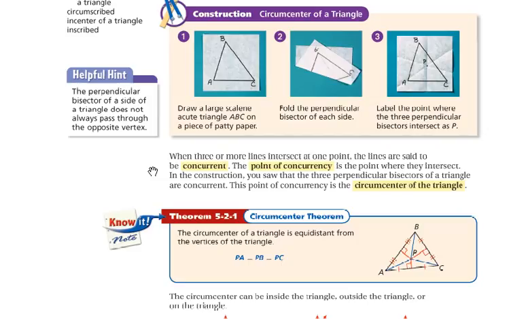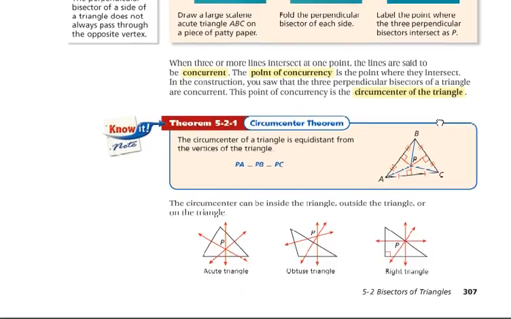First of all, when three or more lines intersect at one point, we call that concurrent. What we're looking at here is a point of concurrency, where three lines intersect at a point. What we're looking at in this example is actually the circumcenter of a triangle. So that's what we're looking at in terms of this triangle. And there's a theorem, of course, that goes along with this.